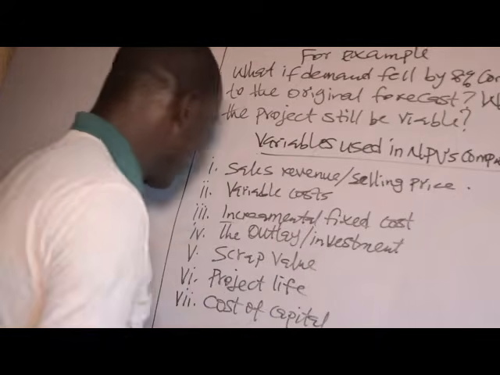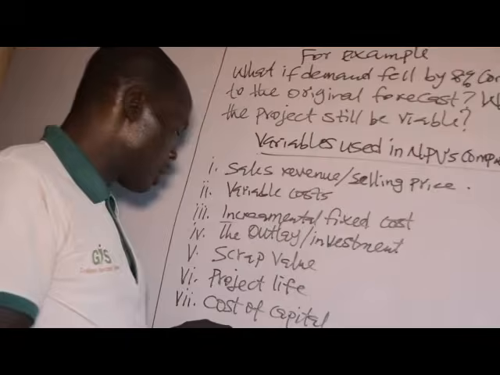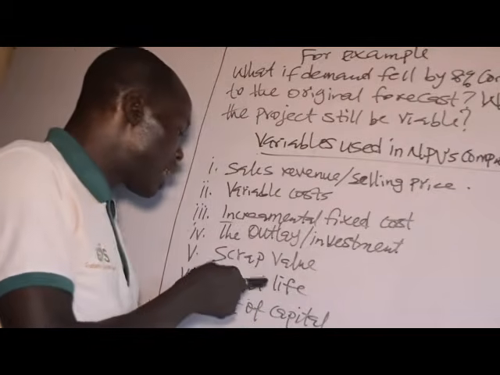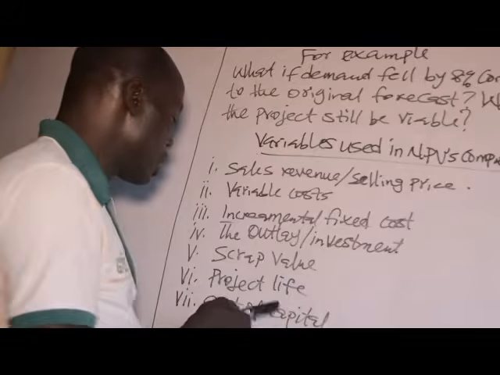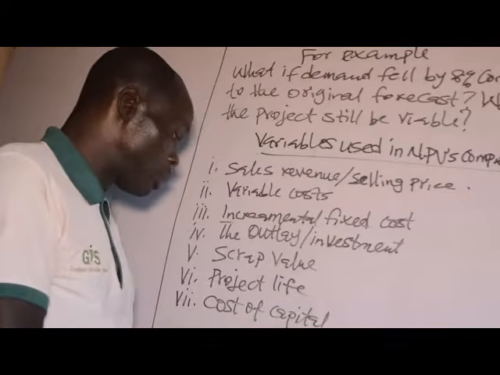Then the project life. By what percentage can the project life be reduced and the project will still be acceptable? That means if you reduce the project life by more than that percentage, the project becomes unacceptable. So that is the sensitivity to project life.